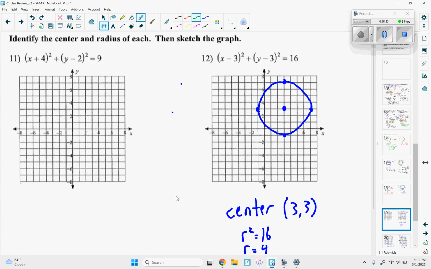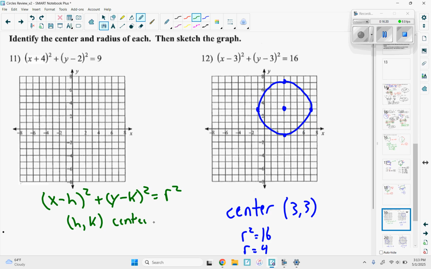Here we go. You can see I already did number 12. Let me go through number 11 real quick. So for number 11, we need to remember our equation for circles is x minus h squared plus y minus k squared equals r squared. H and k, that is the center of the circle, and r is the radius.